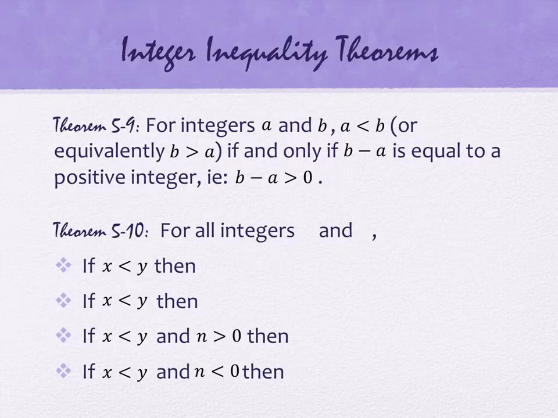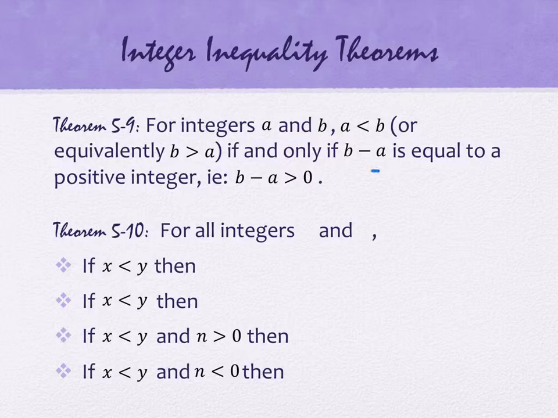All right, there are two integer inequality theorems, Theorem 5.9 and Theorem 5.10. So Theorem 5.9 says the following. For any integers A and B, A is less than B, or equivalently B is greater than A, if and only if B minus A is equal to a positive integer, i.e. B minus A is greater than 0. Okay? We had a property like this for whole numbers as well.